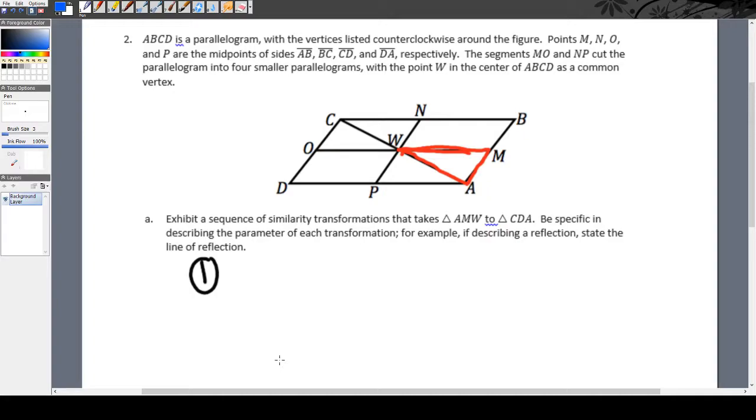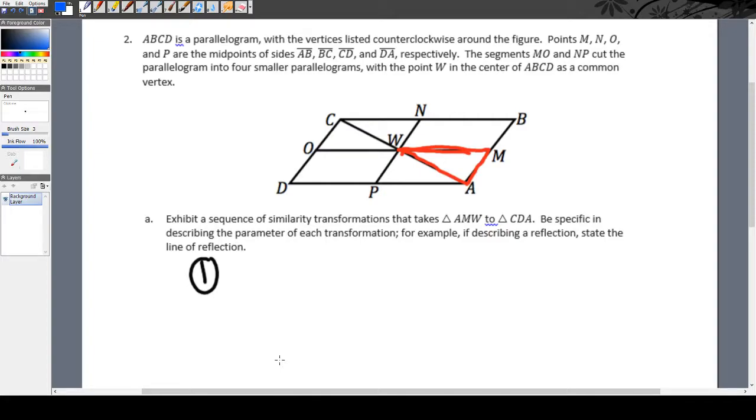The segments MO and NP cut the parallelogram into 4 smaller parallelograms with the point W in the center of ABCD as the common vertex. Part A asks us to exhibit a sequence of similarity transformations that takes triangle AMW to triangle CDA. Be specific in describing the parameter of each transformation. For example, if describing a reflection, state the line of reflection.